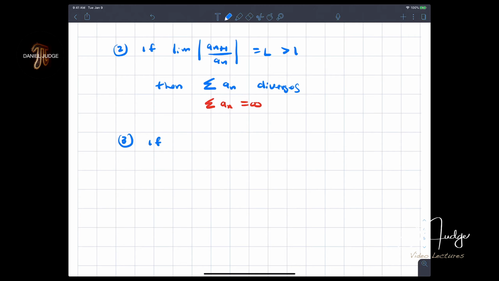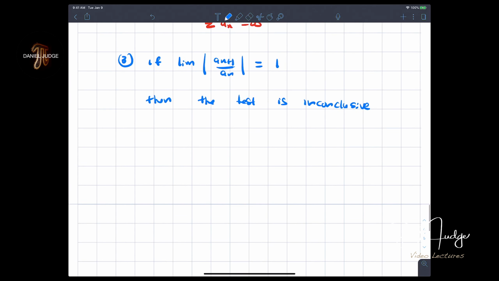Situation 3, if the limit of the ratio a_{n+1} over a_n equals 1, then it's inconclusive. Then the test is inconclusive. We don't know. It can converge or diverge. Okay, you have to take another approach. Anyway.